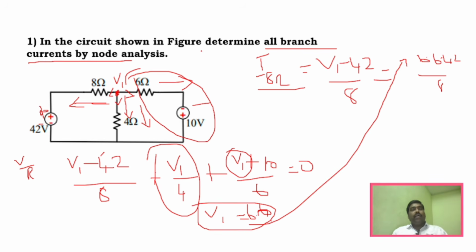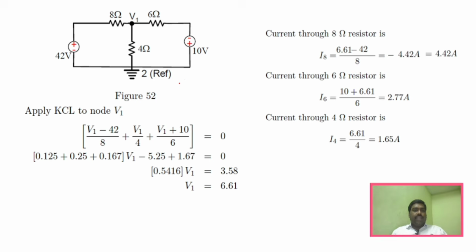This is the basic procedure for any node analysis problem, right? We call this node analysis or nodal analysis. And you can see here, whatever I said, I'm taking V1 as the reference node, and you can see V1 minus 42 divided by 8, V1 divided by 4, and V1 plus 10. You are taking LCM and simplifying it so that you obtain the value V1 equal to 6.61, right?